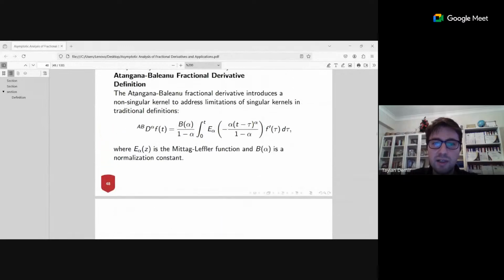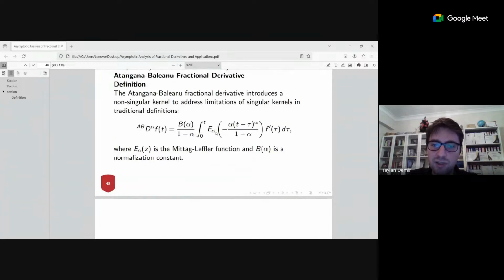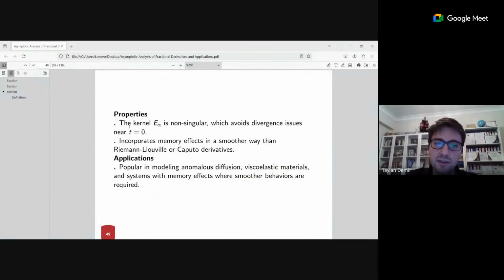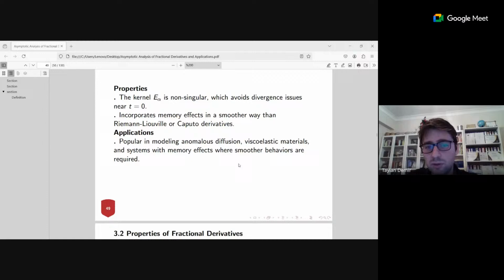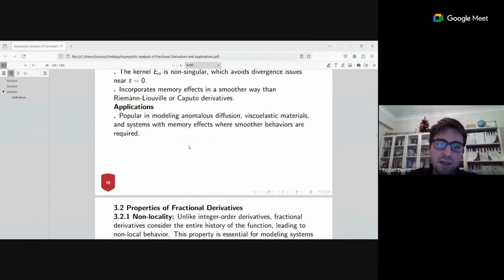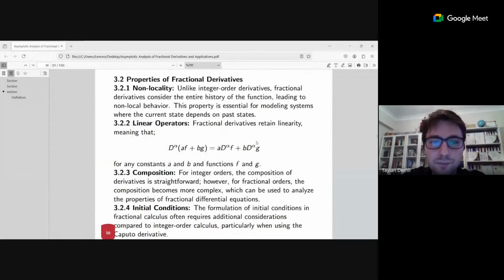Properties of the Atangana-Baleanu fractional derivative. This is the Atangana-Baleanu fractional derivative. E sub alpha is the Mittag-Leffler function. B alpha is a normalization constant. And we know that in this operator, E sub alpha is the kernel; E sub alpha is non-singular, and it is the Mittag-Leffler function, which avoids the divergence issues near t equals 0. It incorporates memory effects in a smoother way than the Riemann-Liouville or Caputo derivatives. Applications: we use it for anomalous diffusion, stochastic materials, and systems with memory effects easily, as in real-world scenarios. And now, this chapter is about the properties of fractional derivatives.